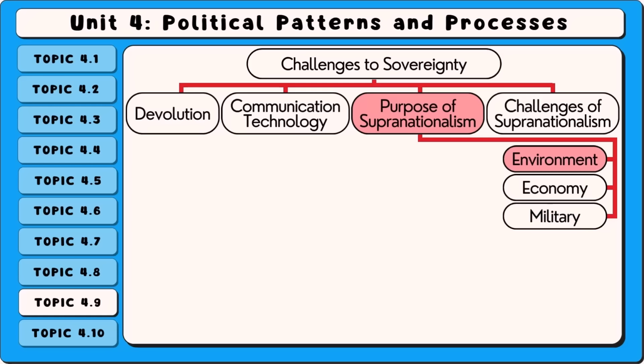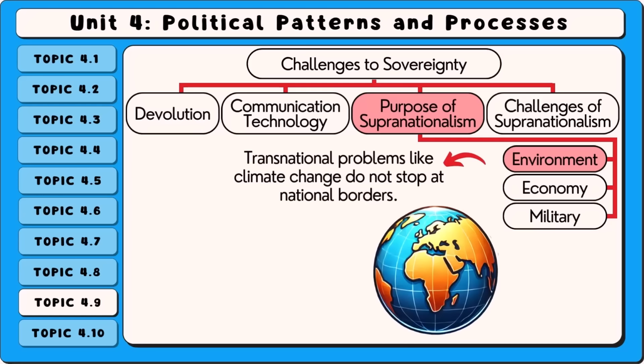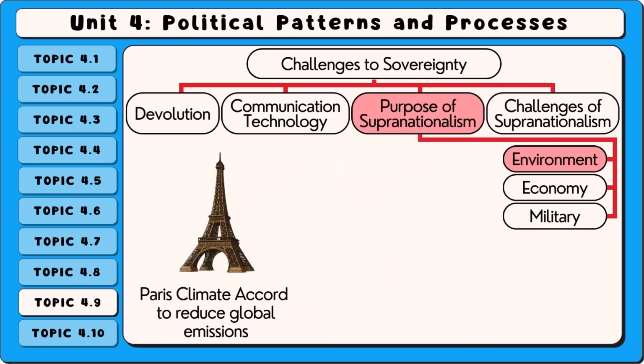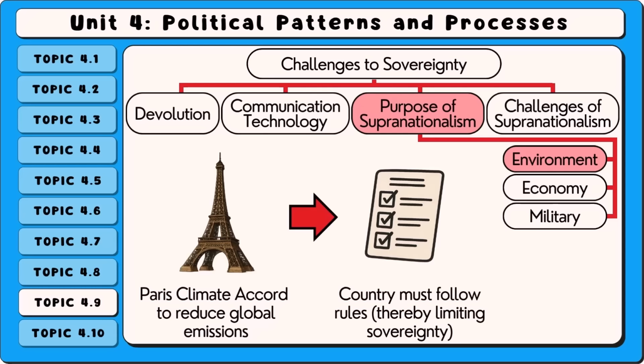The first purpose is solving transnational and environmental issues. Many modern problems like climate change, pandemics, or refugee crises do not stop at national borders. Countries need to work together to find solutions. For example, international agreements like the Paris Climate Accord aim to reduce global emissions, but by signing on, countries agree to follow shared rules that limit some of their own decision-making power.